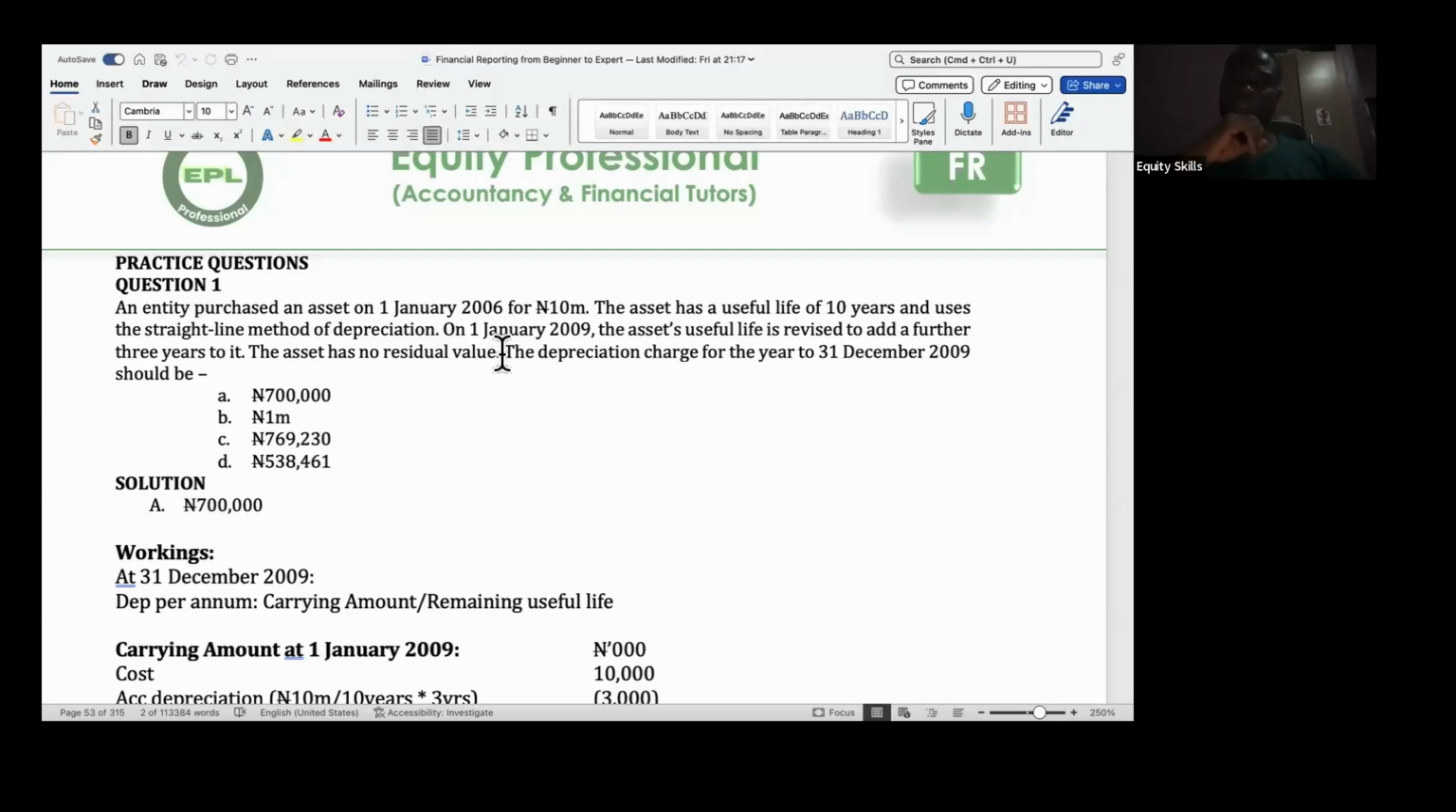The second thing is this, that whenever there is a revaluation, the accumulated depreciation on that asset till the date of revaluation will be cancelled out. It will be cancelled out whenever we have a revaluation.